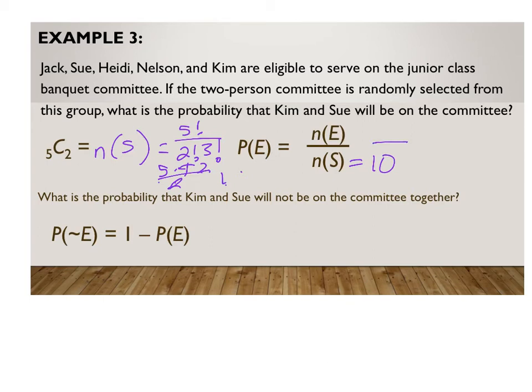All right, now how many possible choices? And we're using C, so order doesn't matter. So it's Kim and Sue. So I only have 1 of those 10 is Kim and Sue because they're only choosing 2. So that would be my probability. So what's the probability that Kim and Sue will not be on the committee together? That's 1 minus the probability they are. So that's 9 over 10.